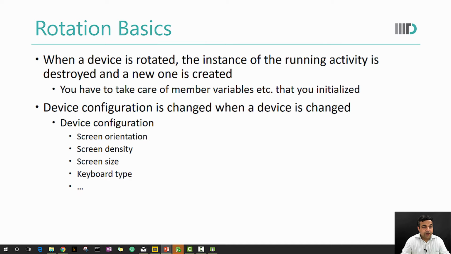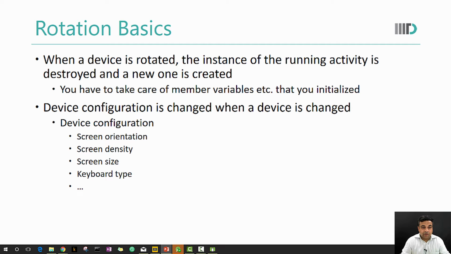Let us start. So just to recap, when a device is rotated, the instance of the running activity is destroyed and a new one is created. And in this case you have to take care of member variables, etc., that you initialized. In our application we had a current index variable of the array that we were initializing, and whenever we were rotating it used to get initialized to 0. Now we will see how to save it so that its value is preserved during the rotation.